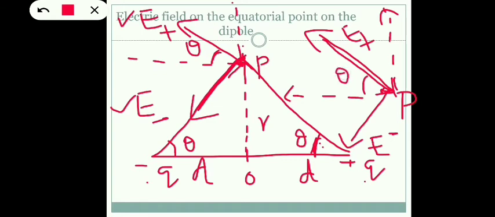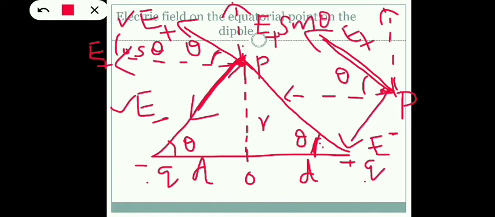Now, what will be this component? That means the horizontal component. The horizontal component will be E plus cos theta, because it is the component adjacent to theta. Then what will be this component? The vertical component will be E plus sine theta.